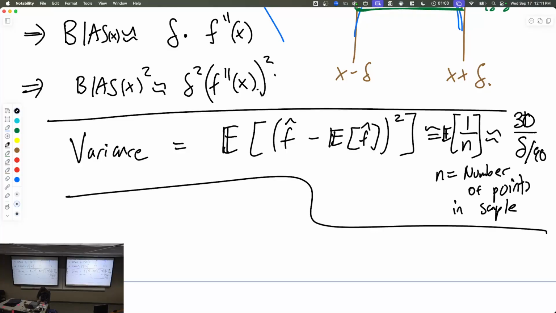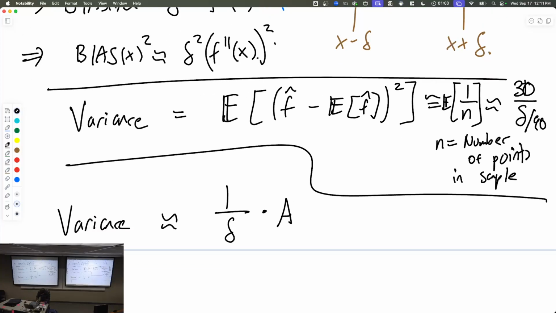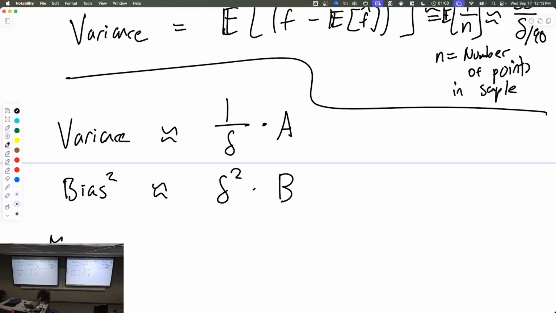The thing that I want is the following. The variance is approximately like 1 over delta times some constant a, and the bias squared is approximately delta squared times some other constant b. And so these two terms will play against each other. Our job is to minimize 1 over delta times a plus delta squared times b, and we're going to find the delta that minimizes that. And what does this look like?